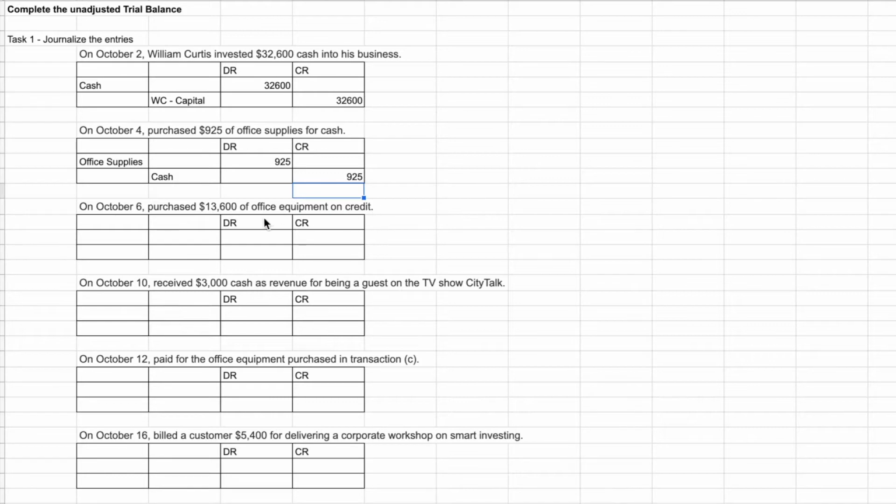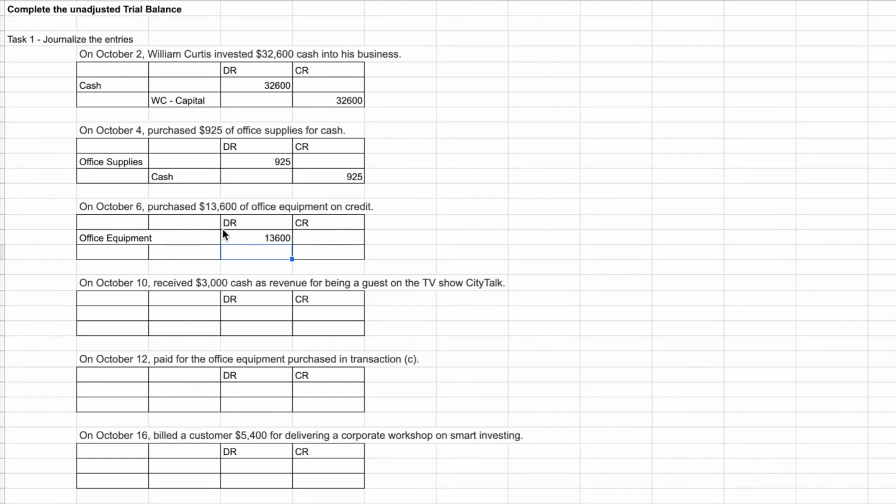So there are two accounts here. The office equipment went up. Office equipment is an asset. By definition, an increase in an asset is a debit. So we're going to debit office equipment for $13,600.